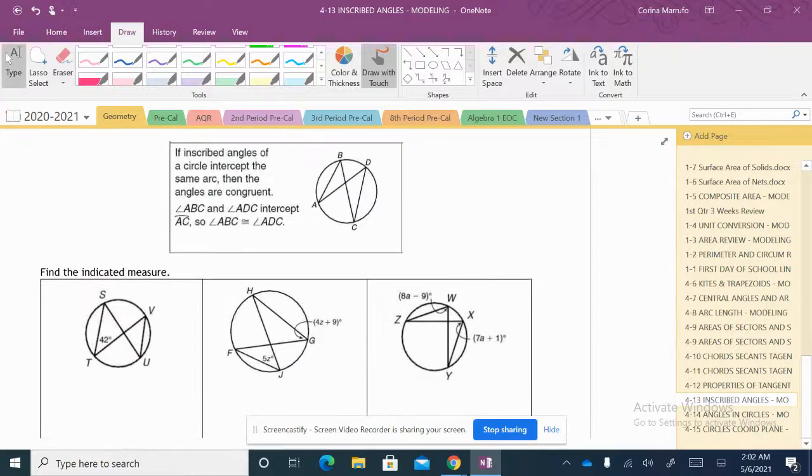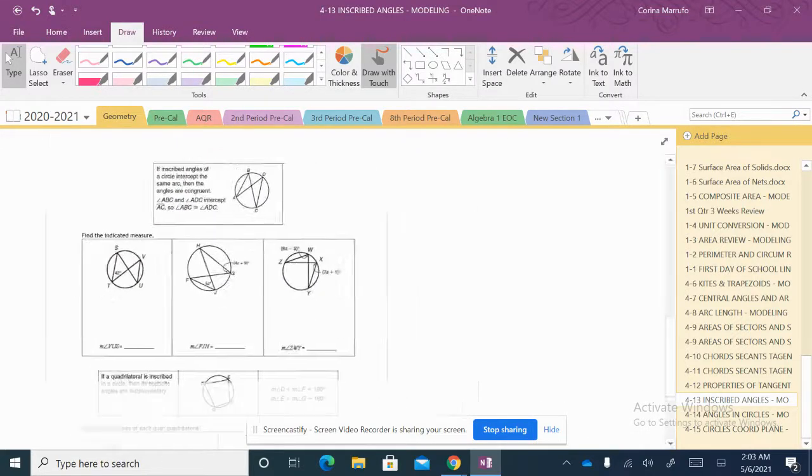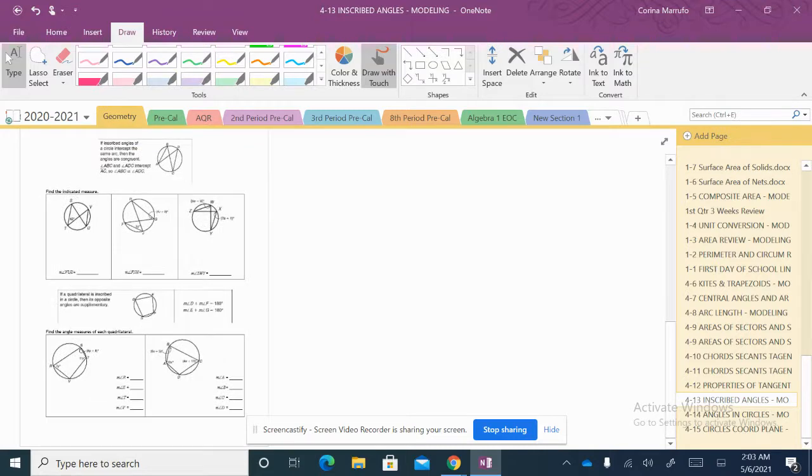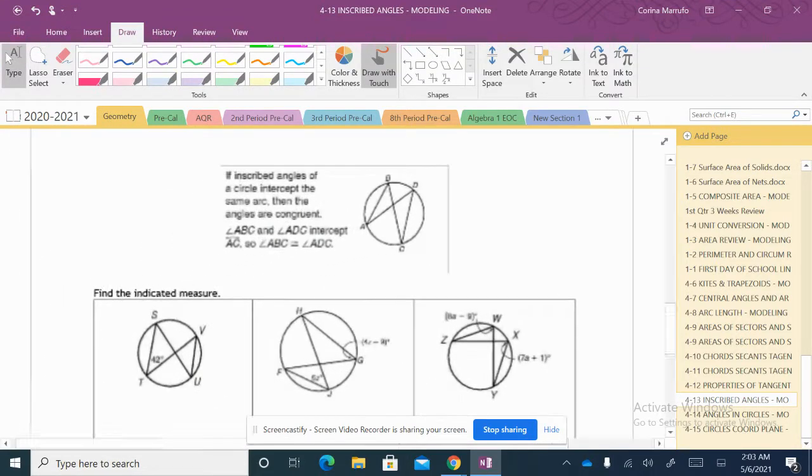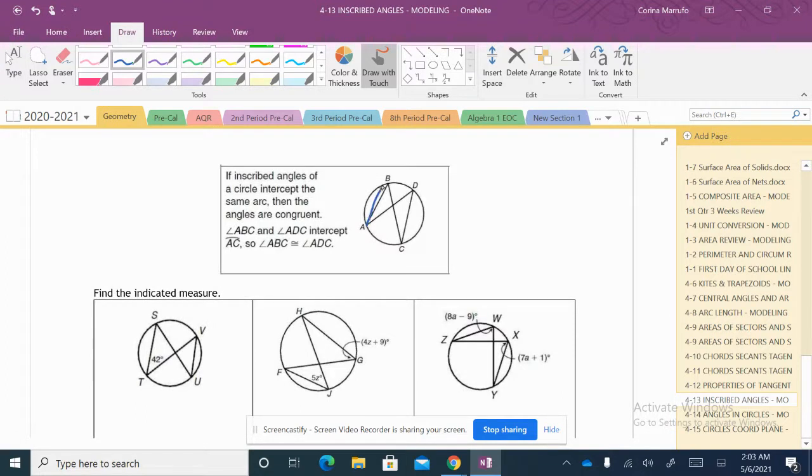The next one: if inscribed angles of a circle intercept the same arc, then the angles are congruent. Oh, sorry. My screen's getting a little crazy. If you notice here, this one opens up to arc AC, and then this one opens up also to arc AC. So that means these two angles should be equal.